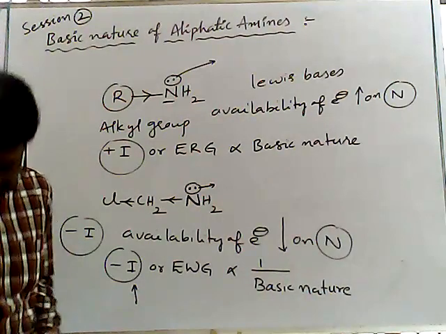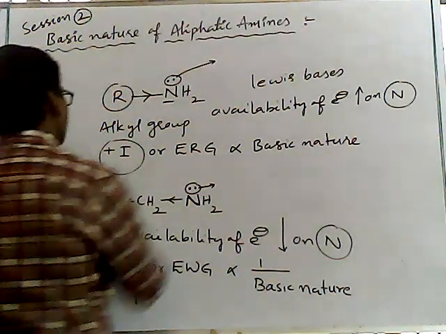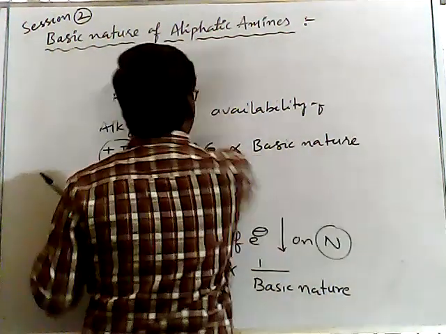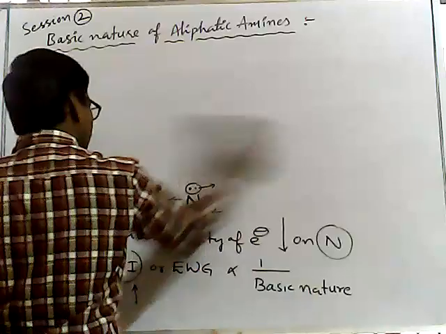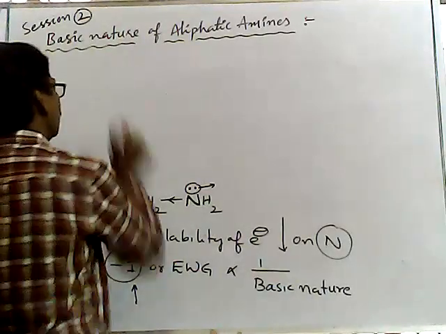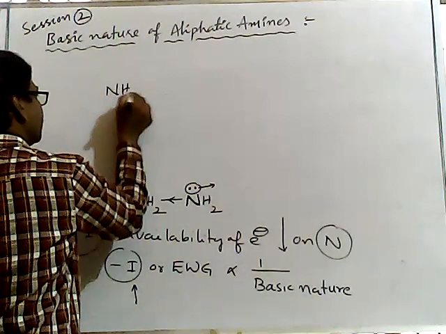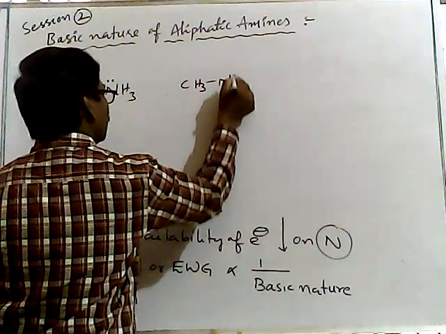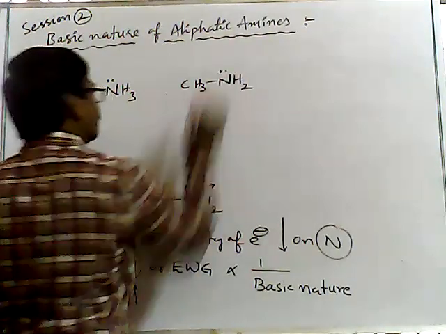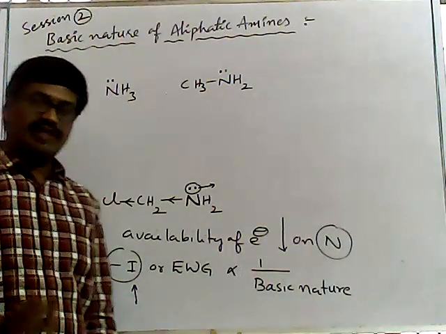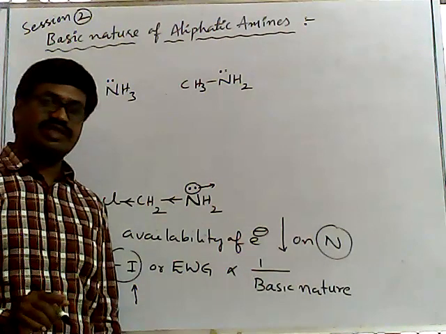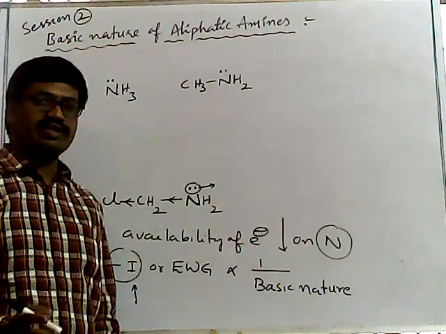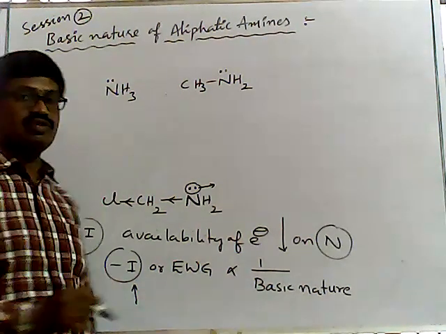Here, CH3NH2, and I am giving one more example: CH3NH2 and NH3. Ammonia is also a Lewis base, because here there is a lone pair of electrons. Methylamine is also a Lewis base. Because of this lone pair of electrons, all amines, otherwise all compounds which contain a lone pair of electrons on the central atom, can donate their electron pairs to other substances, so they act as Lewis bases.